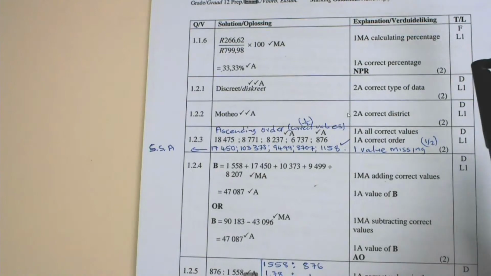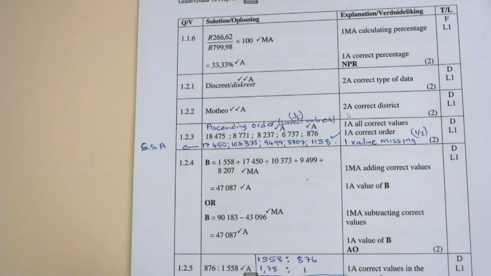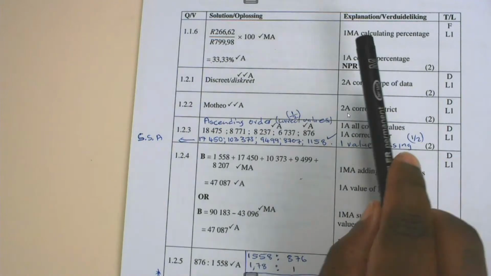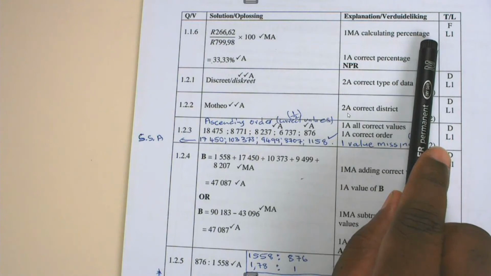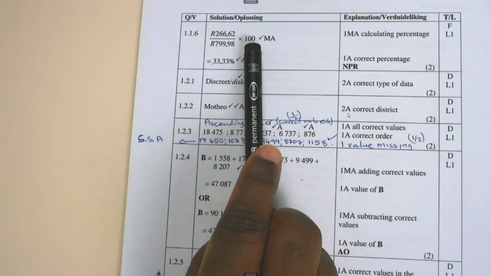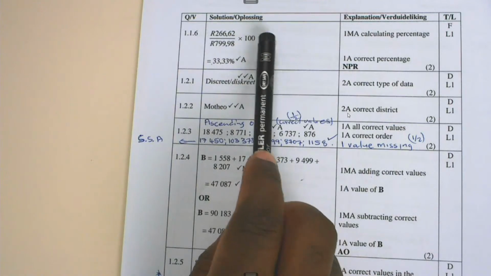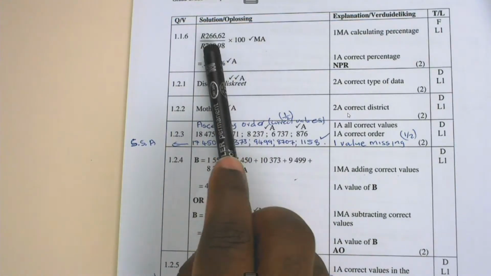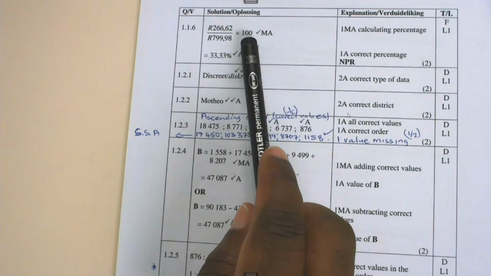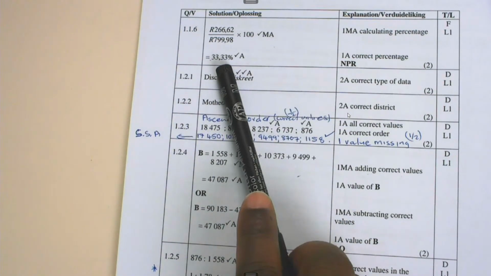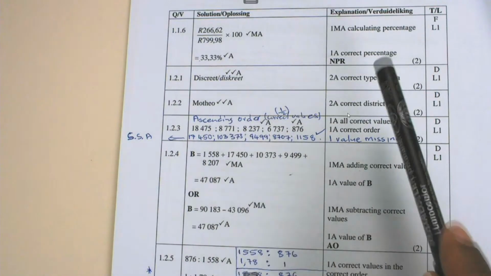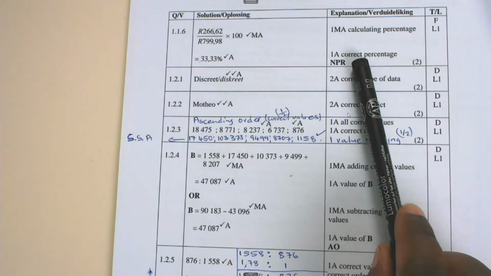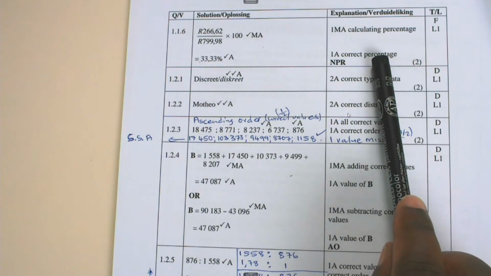Right, now let's look at the allocation of marks. It will be method with accuracy for calculating a percentage, meaning all the correct values must be there. And then getting the answer of 33.33% is an accuracy mark. So it's 1A for the correct percentage.